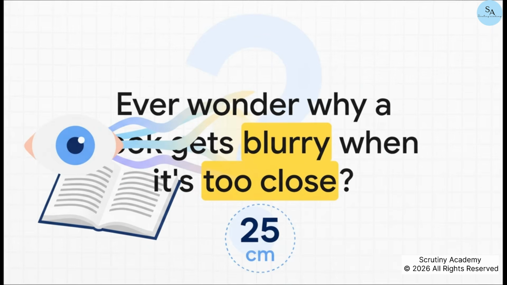So you've totally done this, right? You're reading something, maybe on your phone, you bring it closer and closer, and bam, the words just go all blurry. It's super annoying. But why does that happen? Well, there's a simple reason, and believe it or not, it all boils down to one very important number.